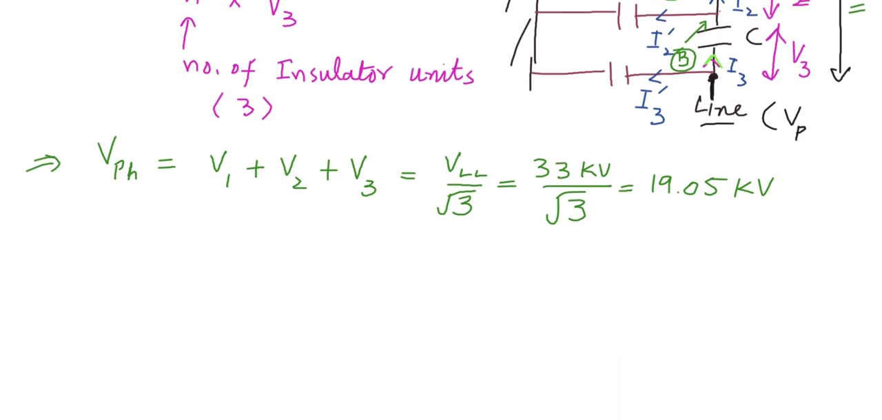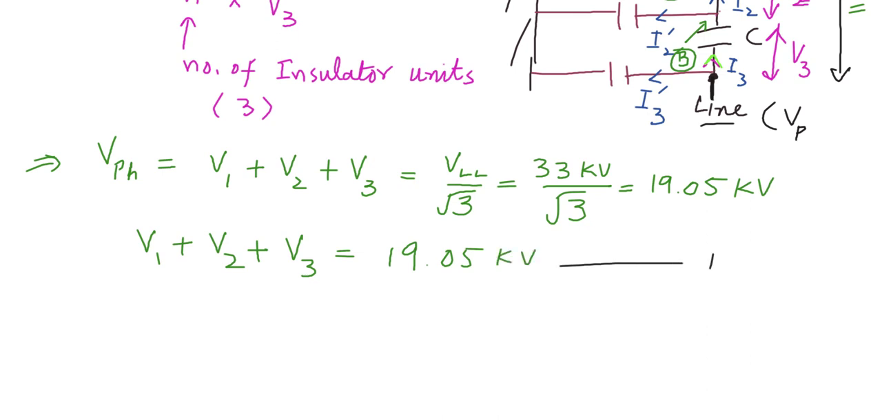We can write it also here. V1 plus V2 plus V3 is equal to 19.05 kilovolt. This is my equation 1.